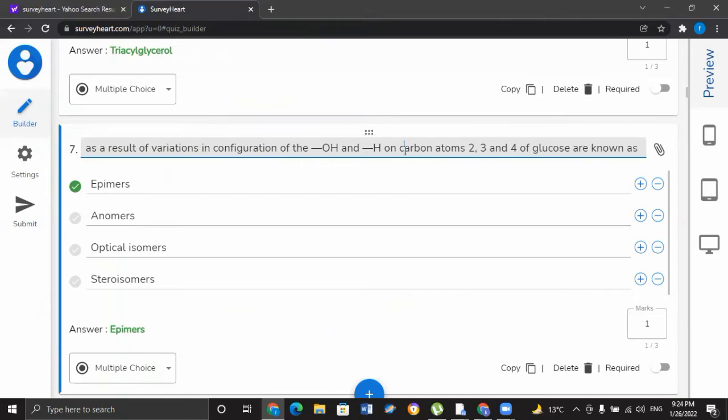are known as epimers. इनमें से किसी भी कार्बन के ऊपर H और OH ग्रुप के ऊपर अगर वेरिएशन एग्जिस्ट करती है, they would be known as epimer of each other. So the correct option for MCQ number 7 is A, epimers.